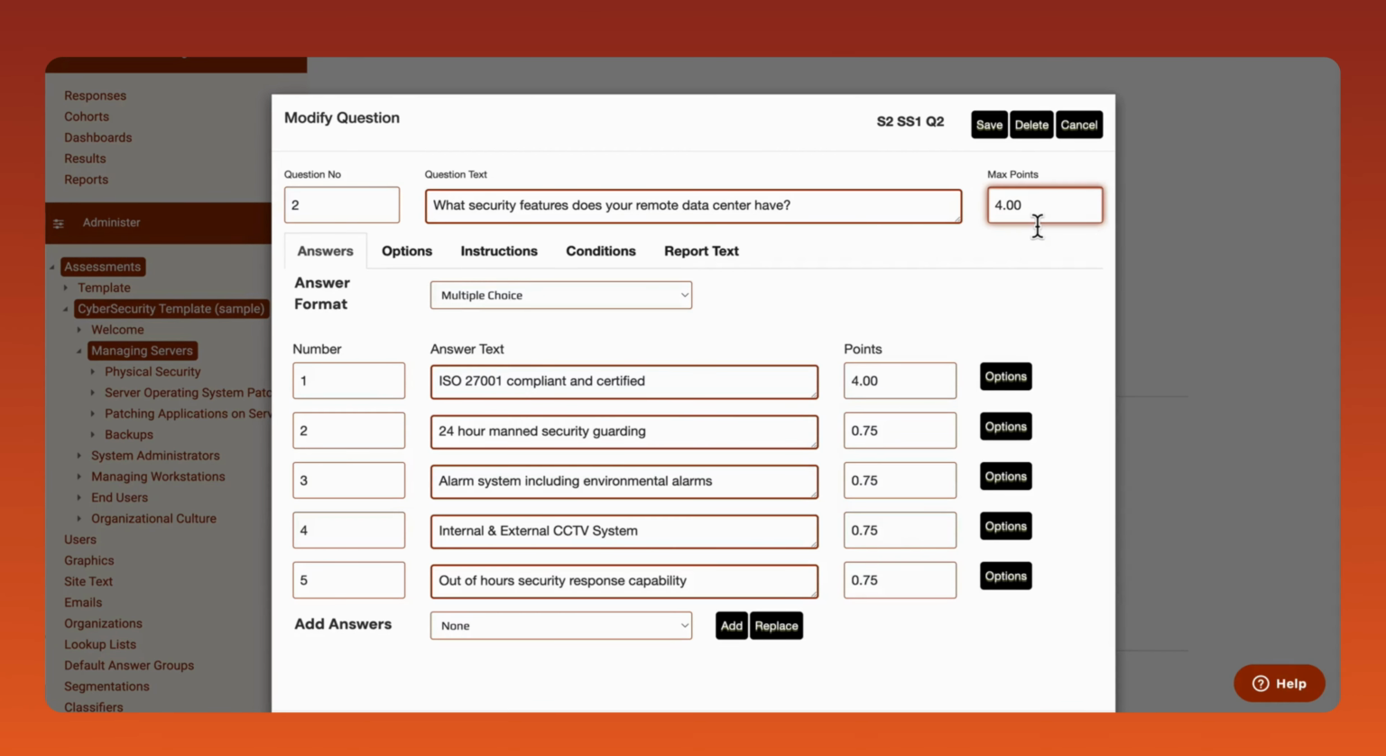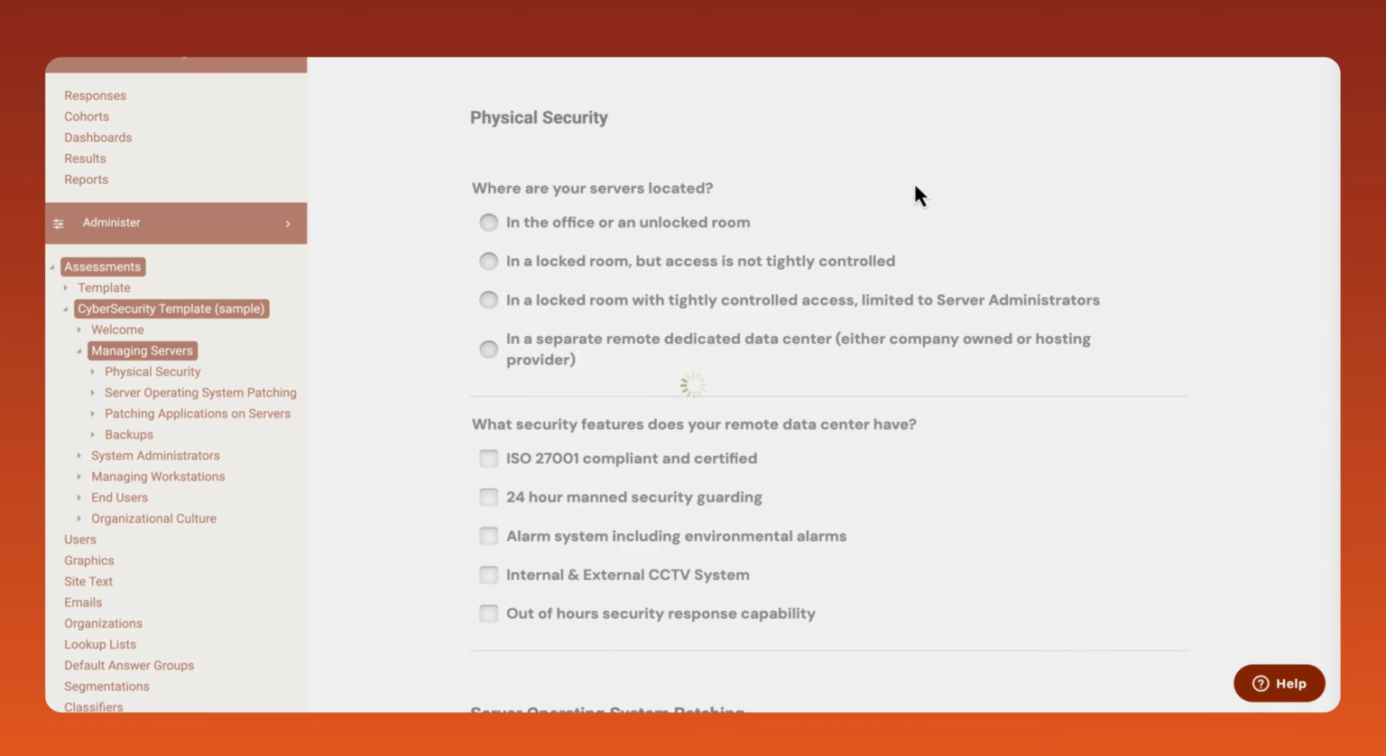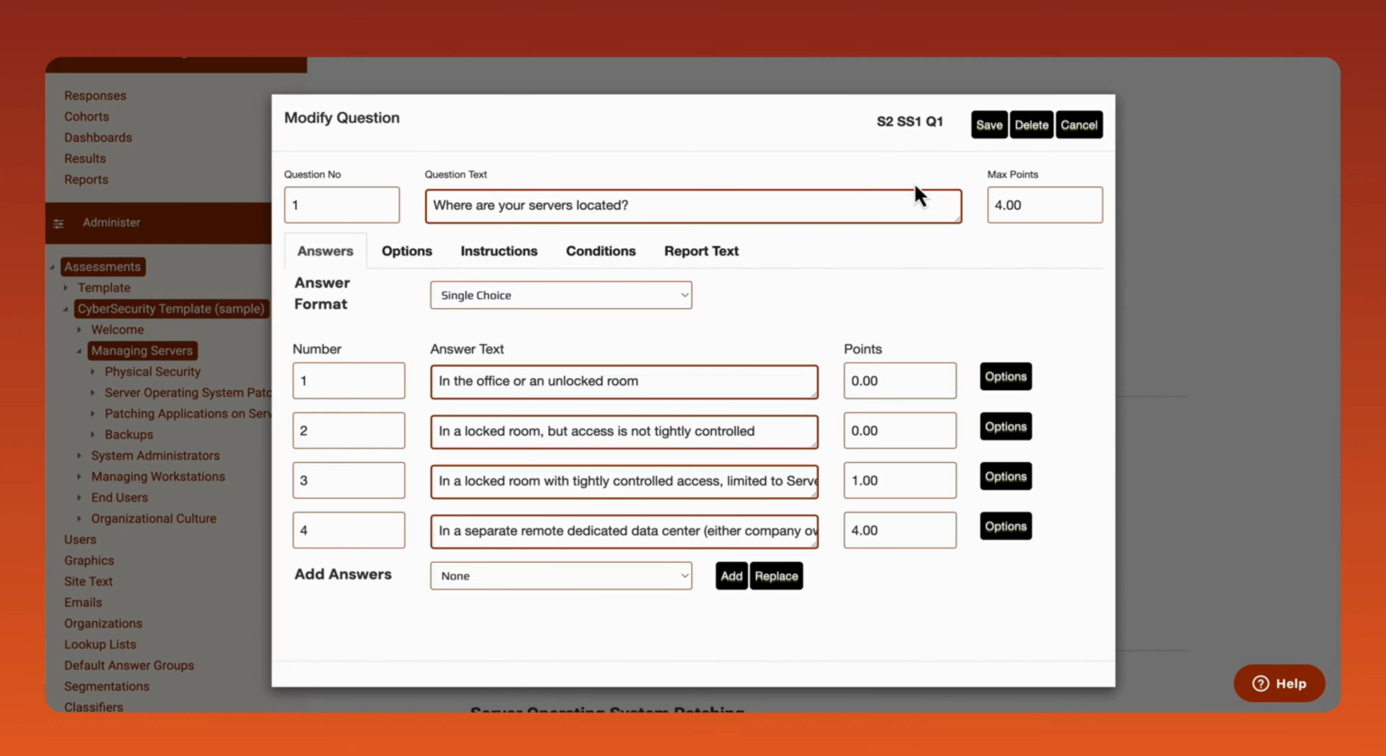Sounds a little unfair, but it is important because looking at the other question in this subsection, where are your servers located? The maximum score is also 4. If we award more points to the question that follows, we may be disproportionately weighting the importance of security features over server location because it's easier to rack up more points.